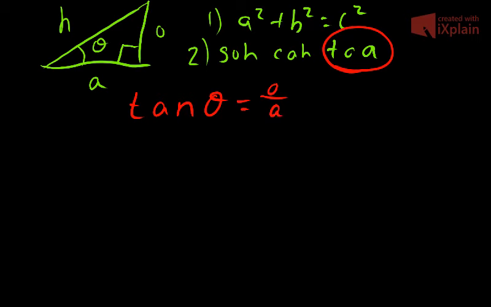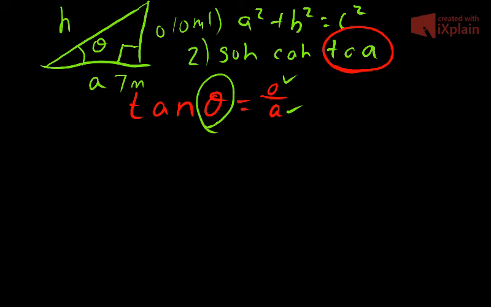All right, in this example, I'm going to ask you to find theta. And I am going to give you these two sides of the triangle. So I'm going to give you opposite and adjacent. I'm going to tell you that the opposite side is 10 meters and the adjacent side is 7 meters.